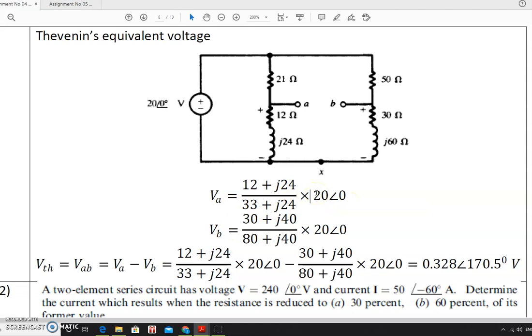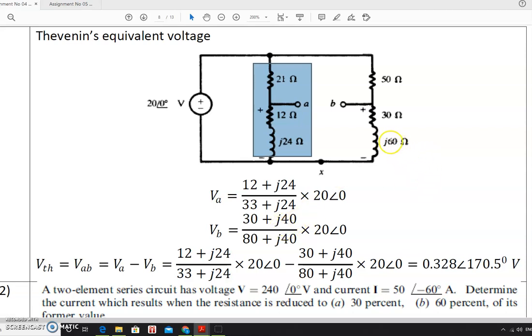Similarly, how do we calculate the VB potential? For the VB potential, consider that this branch is not there. Then this is nothing but a series circuit. 50 is in series with 30 plus j60. I want to calculate VB, that is the potential across 30 plus j60.